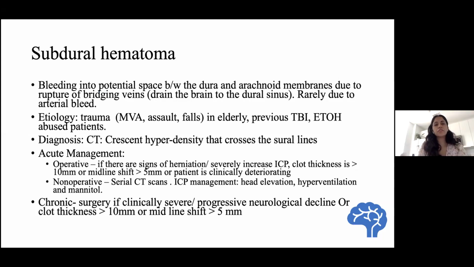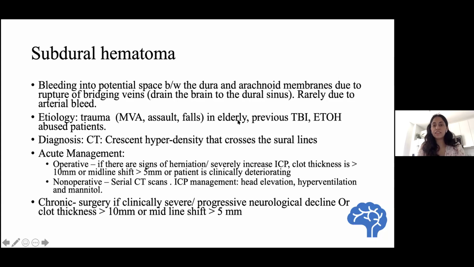So subdural hematoma, you have bleeding into the potential space between the dura and the arachnoid membrane. And it's due to mainly rupture of bridging veins that drain the brain to the dural sinuses. It can be, but it's rarely due to arterial bleed, and that's more common in children if that happens. So the etiology here tends to be mainly trauma, and in a particular population.